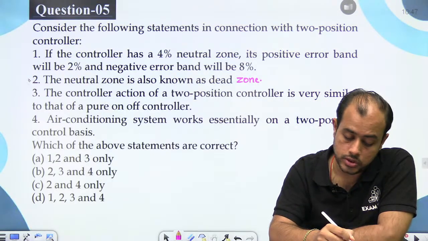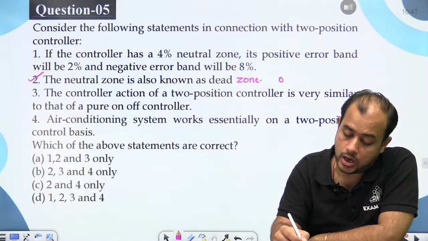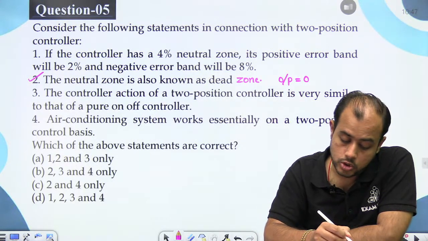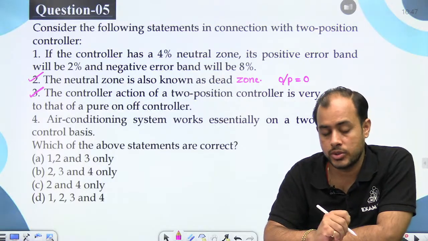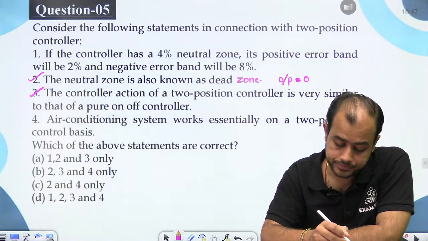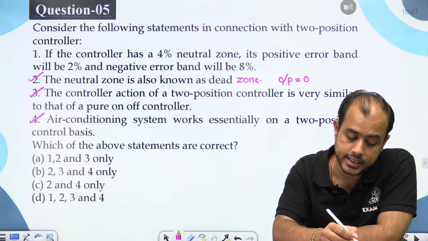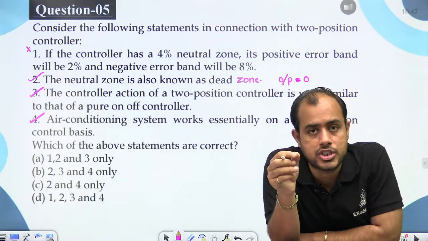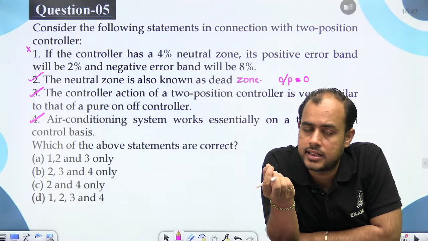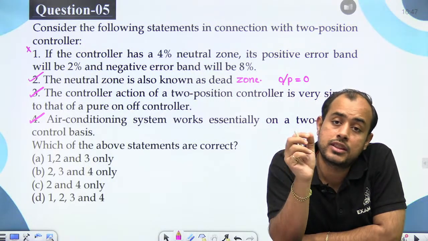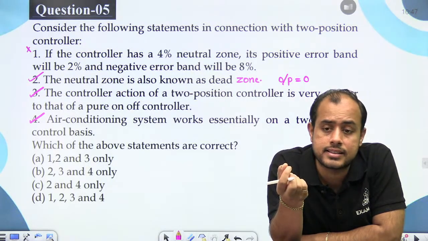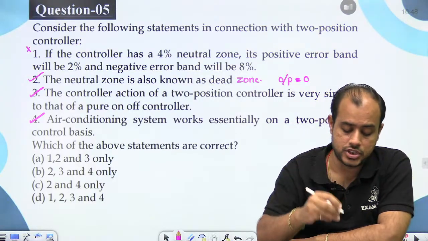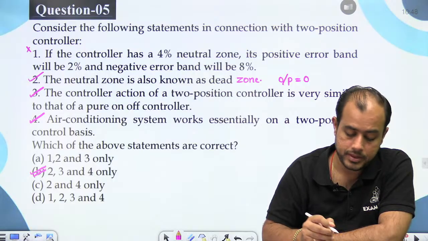देखो न्यूट्रल जोन तो डेड जोन होता है where basically output is 0. Two position माने on off, so it is similar to the on off controller. Same as air conditioning. Air conditioning में क्या होता है बेटा? If the temperature is more than the desired, the compressor will be on. If the temperature is less than the desired value, it will turn off the compressor to increase the temperature. So answer will be B.